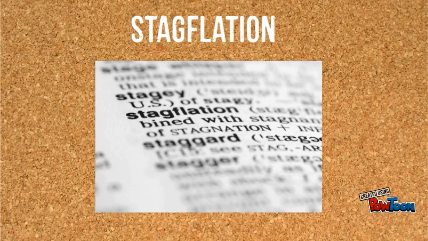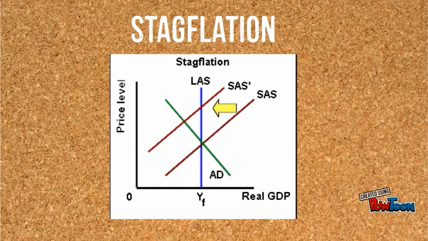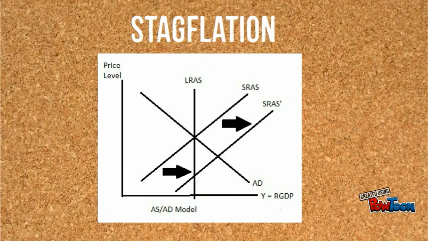Shifting the short-run aggregate supply curve to the left favors low unemployment with the trade-off of high prices, while shifting the short-run aggregate supply curve to the right favors low prices with the trade-off of high unemployment.